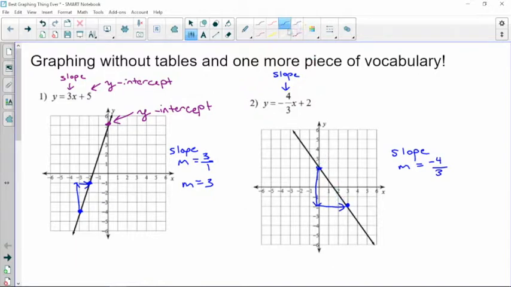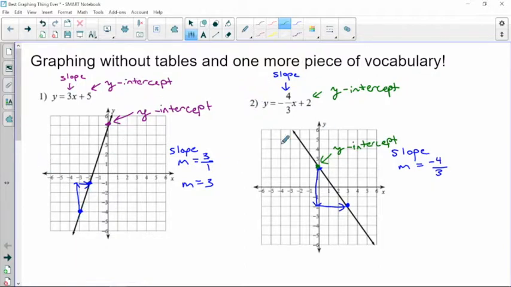And, oh, I actually marked it already. This line, y equals negative 4/3 x plus 2, crosses the y-axis at 2. It's 2 up from the middle. So this is the y-intercept. This can make it really easy to graph a nice line without having to worry about making a table. It also helps you take a graph and write an equation for it.